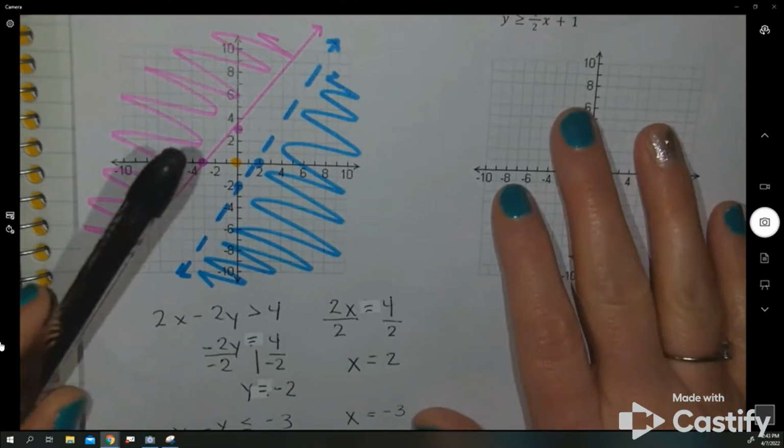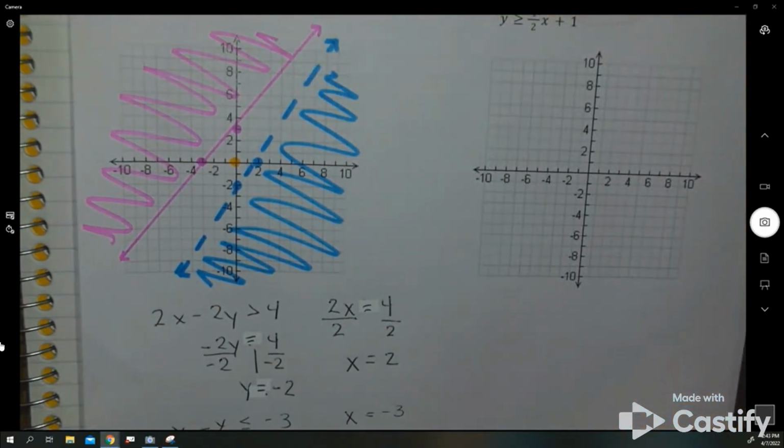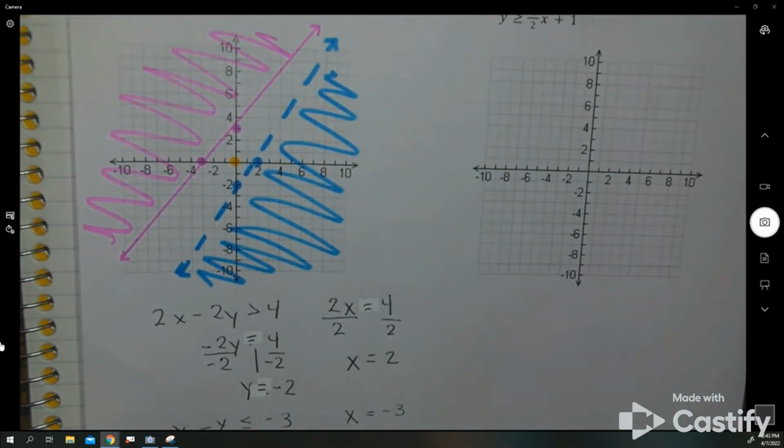Now, if I have parallel lines and let's say this one I shaded up and this one I shaded down, then we would have the space between the two lines that would fit as our solutions. But this one happens to be opposite sides of it, so it's a no solution.